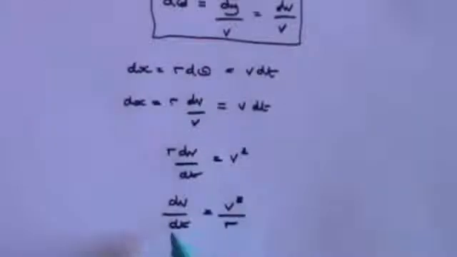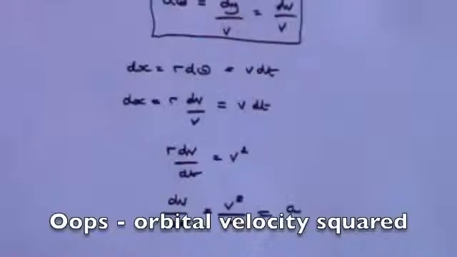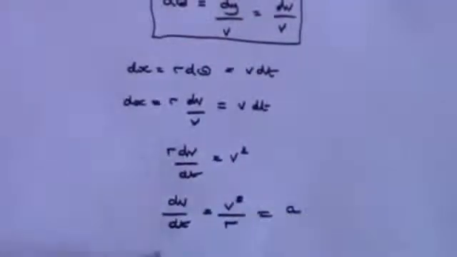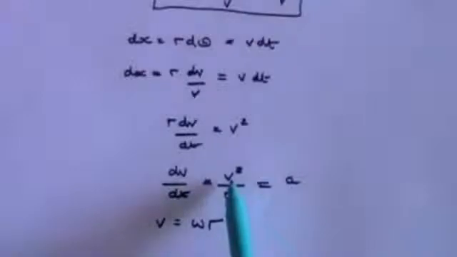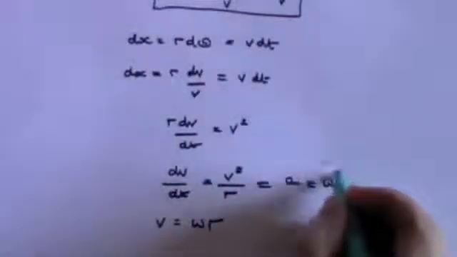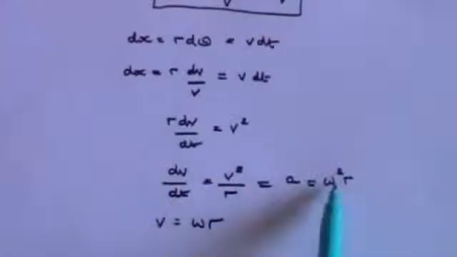But dv by dt, the rate of change of velocity, is acceleration. And that's the centripetal acceleration we were trying to find. So the centripetal acceleration is v squared over r, the orbital velocity squared divided by the radius. We've also learned that v equals omega r. So if we substitute v in here, that becomes omega squared r squared divided by r, which is omega squared r. So centripetal acceleration can be written either as v squared over r or omega squared times r. So it's the orbital speed squared divided by the radius, or the angular speed squared multiplied by the radius.